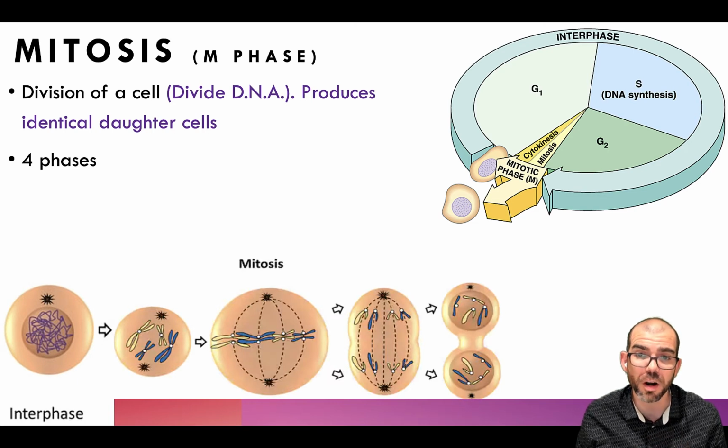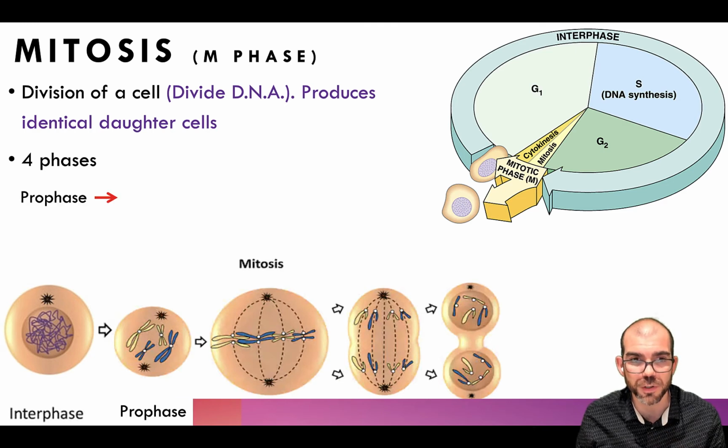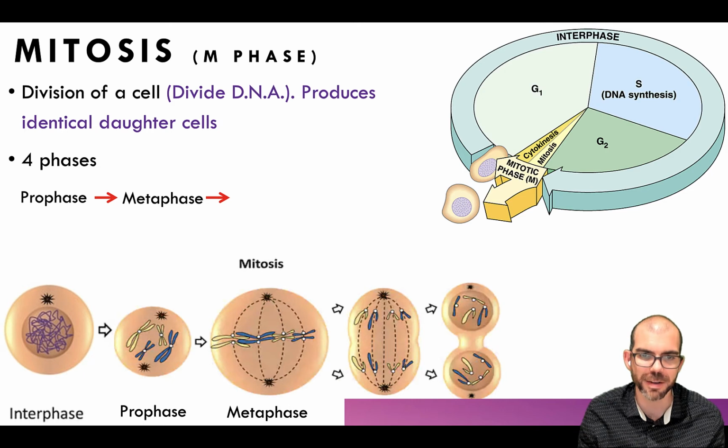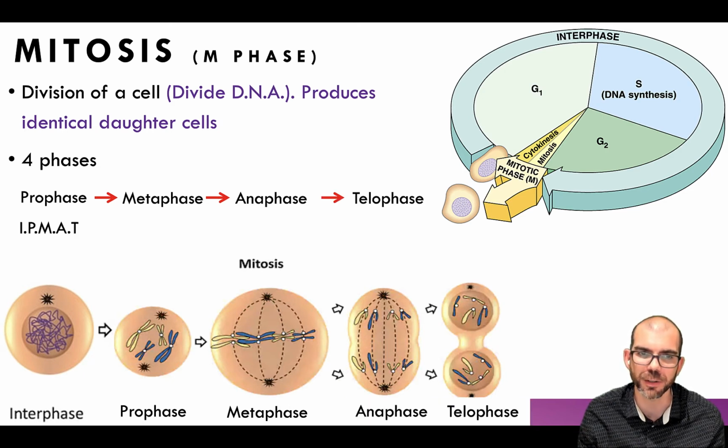Mitosis has 4 phases. Note that I'm not including interphase in mitosis. Interphase is not a phase of mitosis. It makes up 90% of the life cycle. Mitosis begins with its first phase, prophase. After prophase, we enter the phase metaphase. That's then followed by anaphase and ends with telophase.